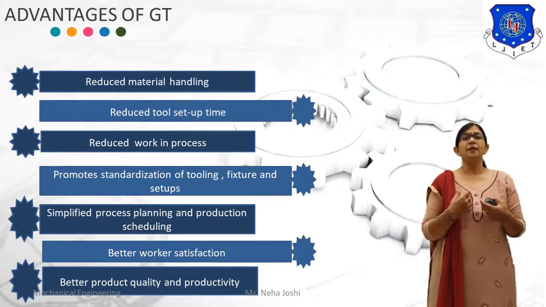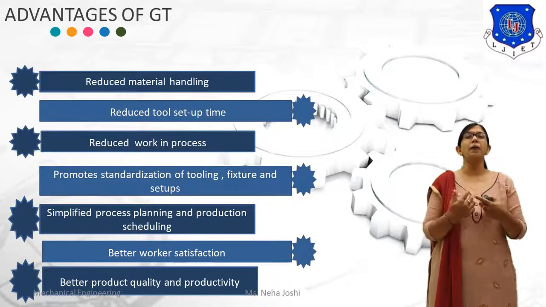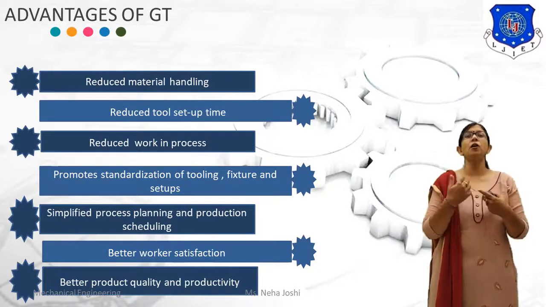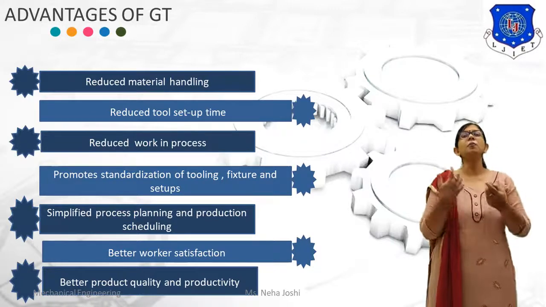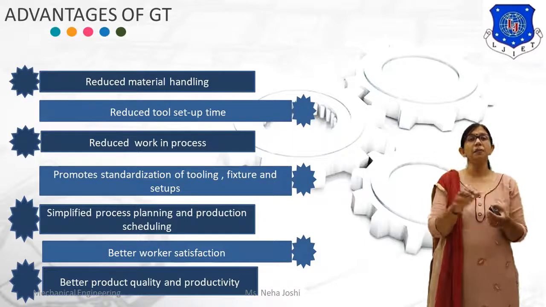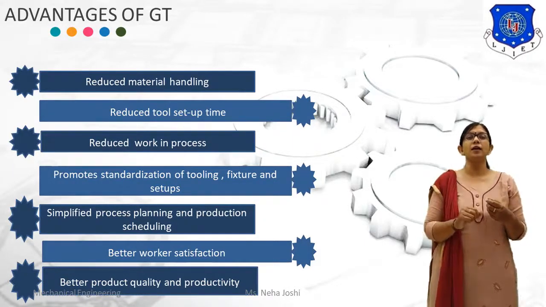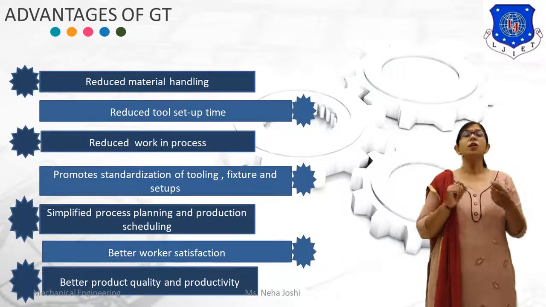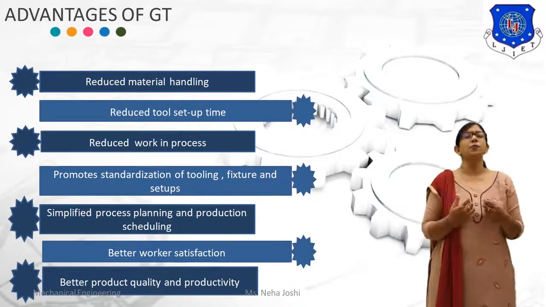Next advantage is better work satisfaction. In group technology, the quality of the part is attributed to a group of workers in a machine cell. Therefore, the workers feel more responsible and motivated for the parts deriving from their machine cells. And the last advantage is better product quality and productivity. The above mentioned features of group technology lead to improvement in product quality as well as productivity.